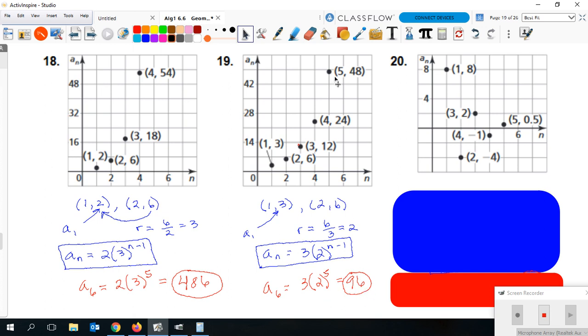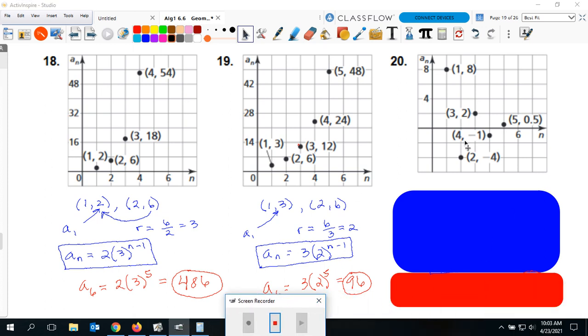And it should make sense. It should be more than 48. It's going to keep going up. And then this last one here, for number 20, it seems kind of odd because it's going all over the place. It's bouncing around. Goes from first term being 8, second term is -4, third term goes to 2, and then back to -1, then to 0.5.